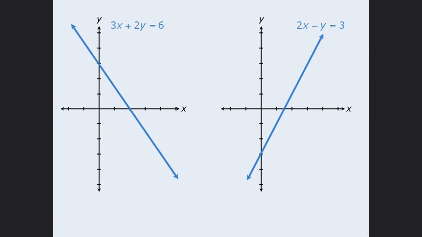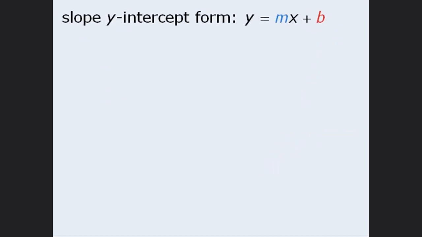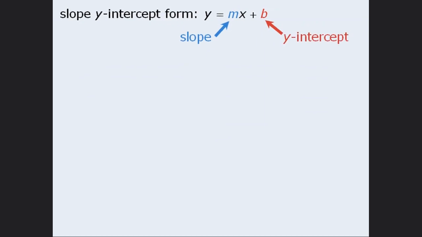Now compare these two equations to equations written in slope y-intercept form, y equals mx plus b, where m and b are constant values. When we are given an equation in this form, we immediately know two things about the corresponding line. First, the coefficient of x, which we'll call m, tells us the slope of the line. And second, the constant term at the end, which we'll call b, tells us the y-intercept of the line.